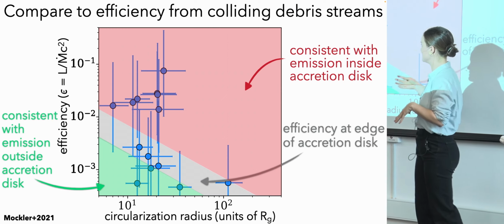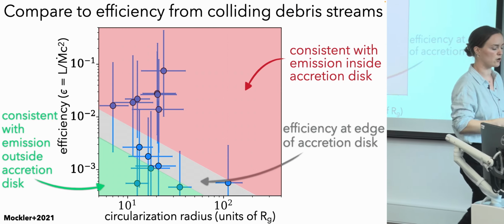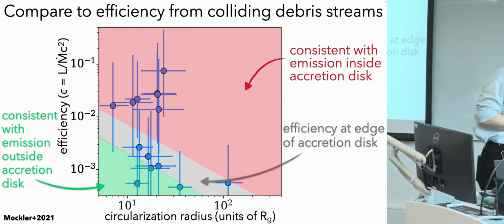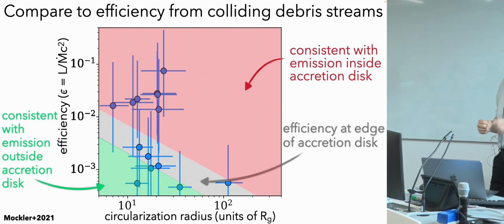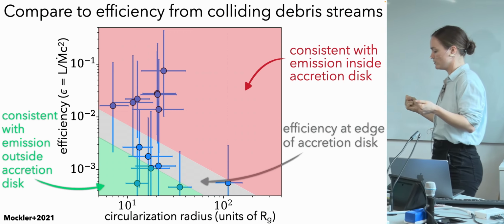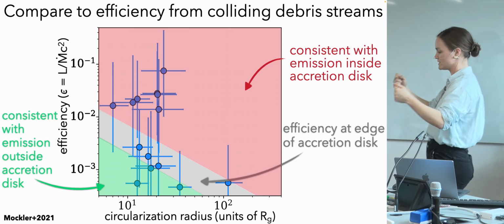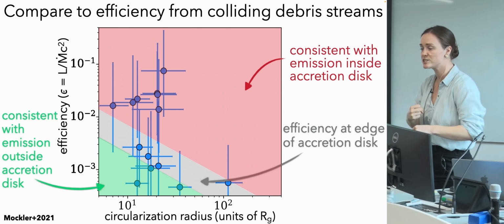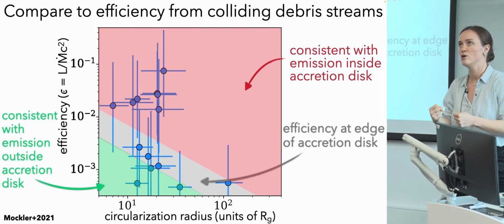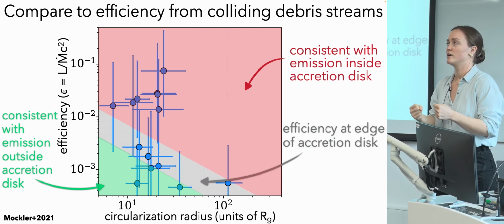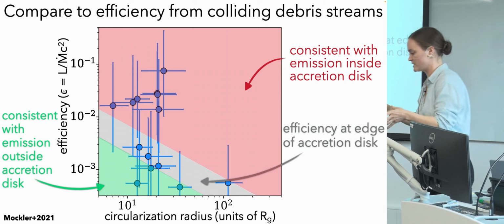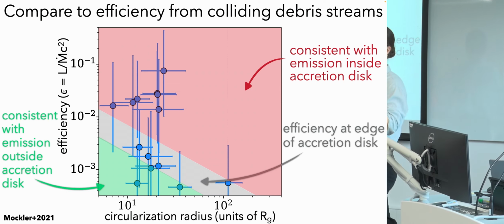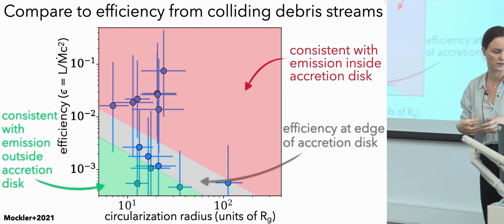But it does seem like many of these events are more efficient than we would expect for stream collisions at large radii, and are more consistent with processes of forming this accretion disk, and therefore useful to be studied for the formation of accretion disks in these super-Eddington mass fallback rate regimes.